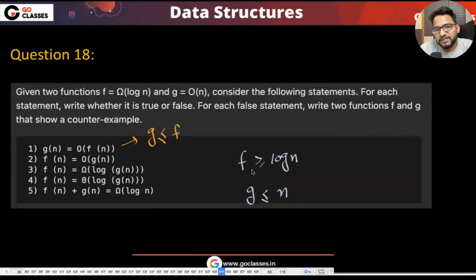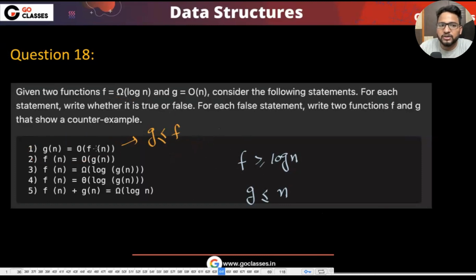They're saying f is, no, this is false. If f is log n and this is n, I think this is false. So the first statement is false. Is this okay to everyone? See, f is greater than or equal to log n. That's what they are saying. And g is less than or equal to n. Then you have to identify whether this is true or false.